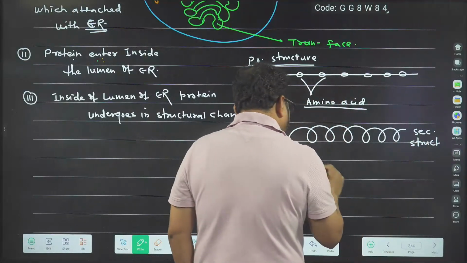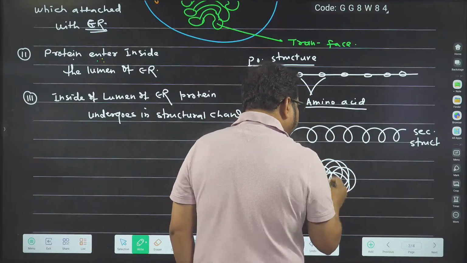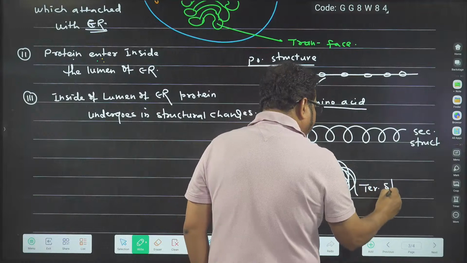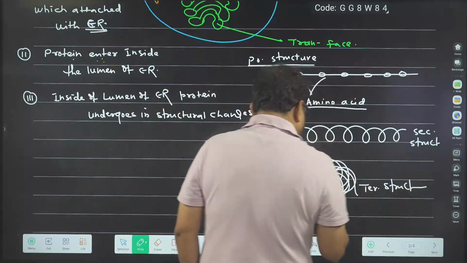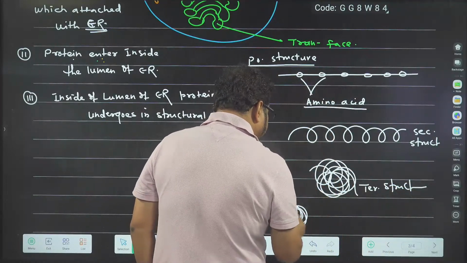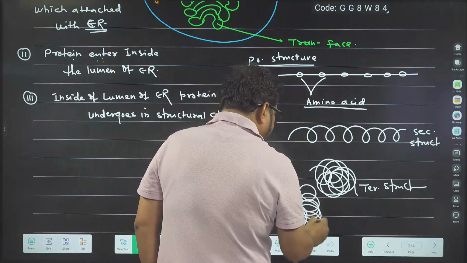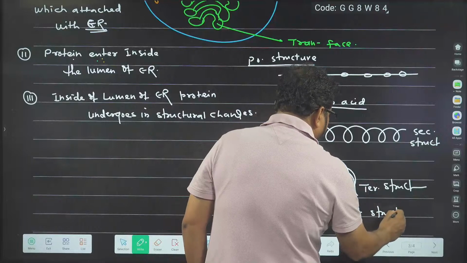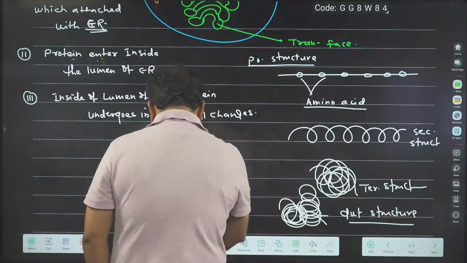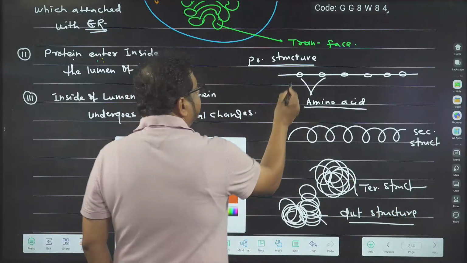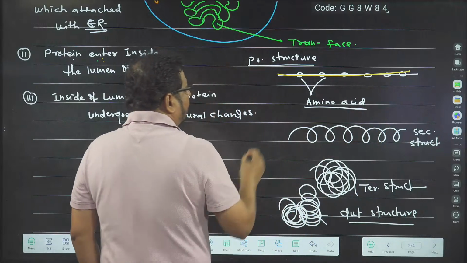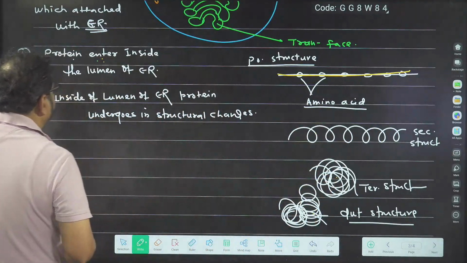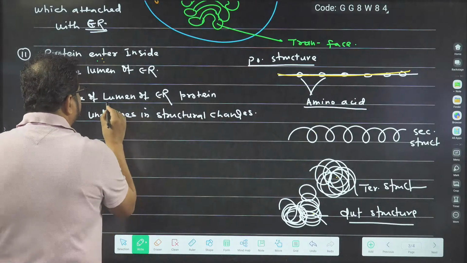When the protein becomes like this, it is called the tertiary structure. Many folds occur. And when more than one tertiary structure is joined like this, it makes a quaternary structure. So there are different structures of protein. When a new protein forms on a ribosome, it is present in this form. So from this form to this form, or this form, or this form, all these changes of the protein structure occur inside the lumen of the ER.